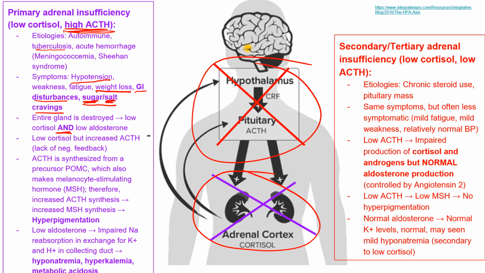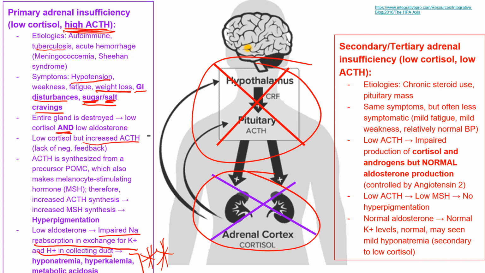Because they have this low aldosterone level, they'll have impaired sodium reabsorption in exchange for potassium and protons in the collecting duct, as we talked about earlier. And because of that, they'll have hyponatremia, hyperkalemia, and metabolic acidosis, because they're losing sodium in their urine and not putting out the potassium and the protons that they normally would in exchange for sodium. So this is very important, very high yield in determining whether someone has primary versus secondary or tertiary adrenal insufficiency.